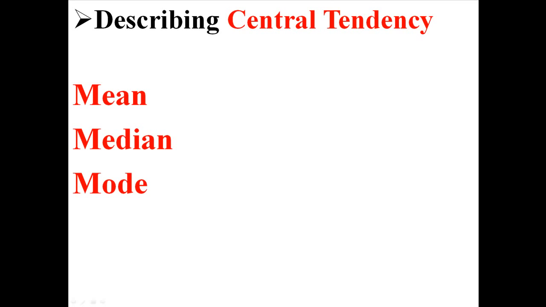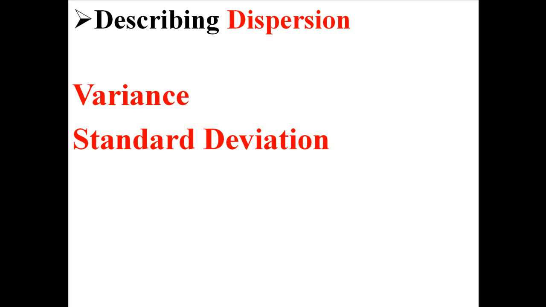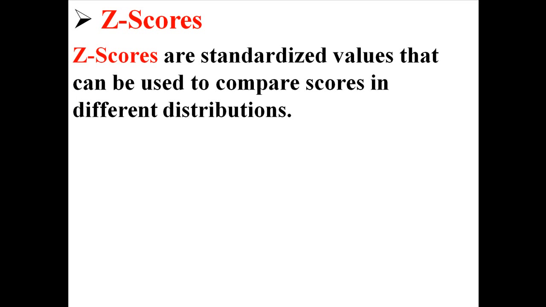This is the first lecture in a two-part series on z-scores. So far, I've talked about ways of describing central tendency, like the mean, median, and mode. I've also talked about describing how data is dispersed about the mean, with things like variance and standard deviation. So now I'm going to talk about z-scores. Z-scores are standardized values that can be used to compare scores in different distributions.